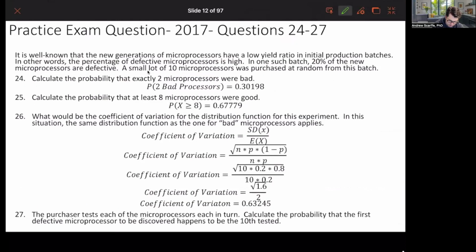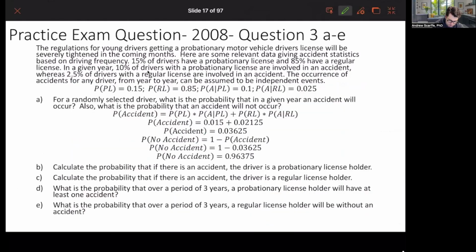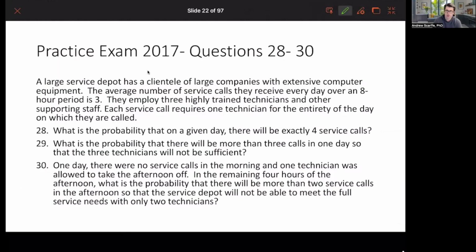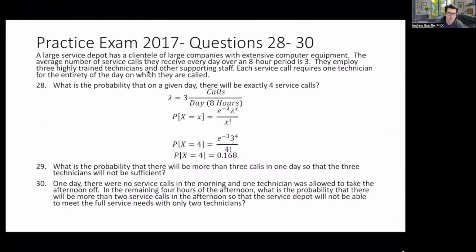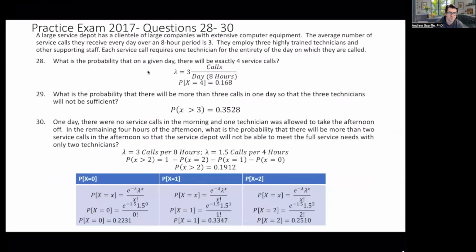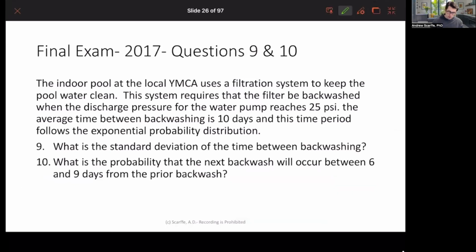Okay, so we've done this. We won't do Bayes' theorem. We don't need to do Poisson distribution. So let's look at a question like this.